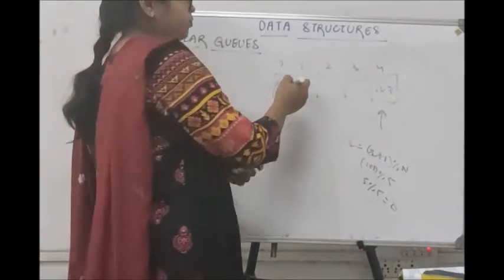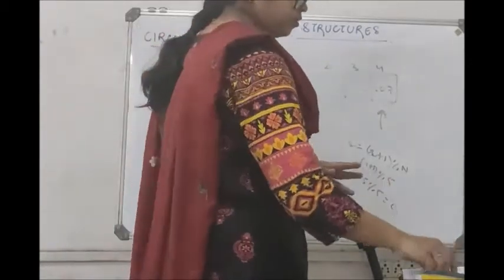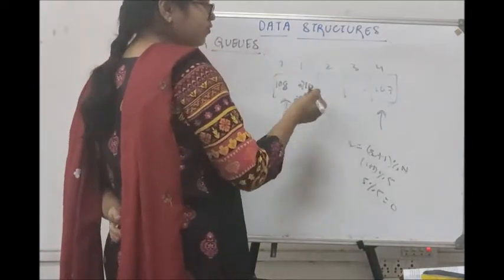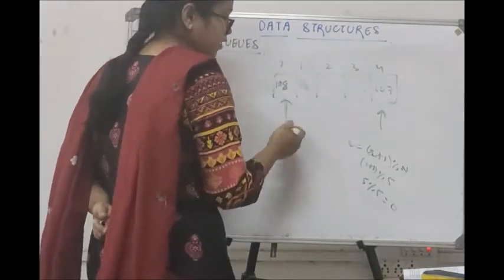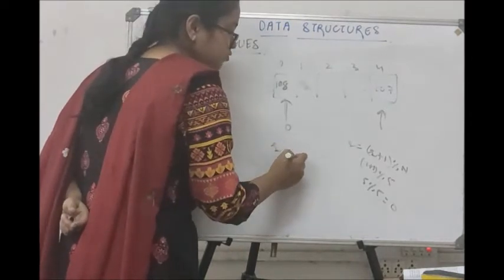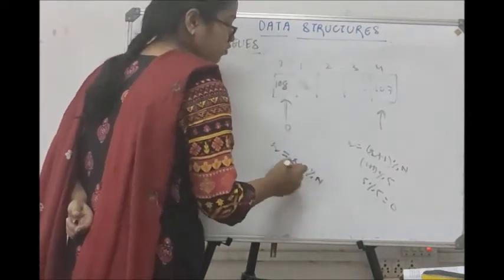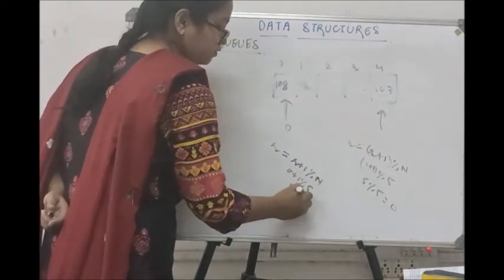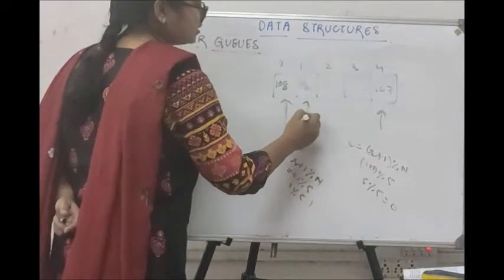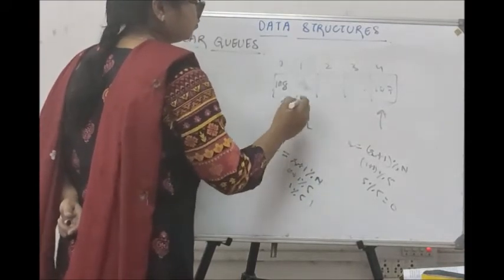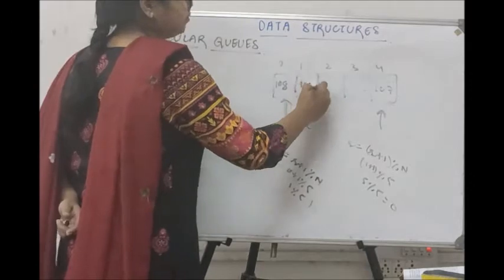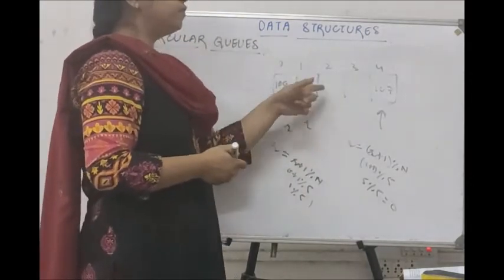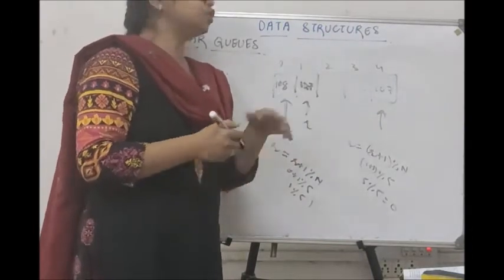If you want to add further, suppose you want to add 210 to this, can you add it? Of course you can. First you will increment: R is equal to R plus 1 mod n. What is R now? 0. So 0 plus 1 mod 5, and 1 mod 5 is 1. So R will be incremented to 1, and you can add any element that you want. Is the queue full now? Still it is not full. We will eventually check how we can find the queue is full.